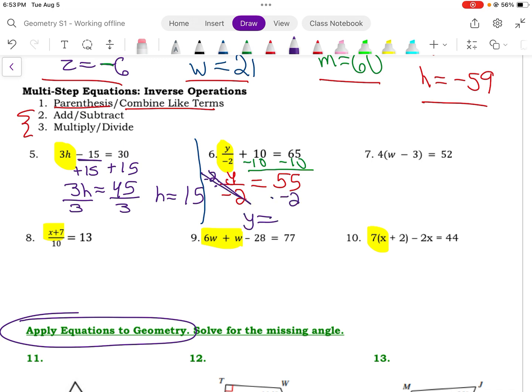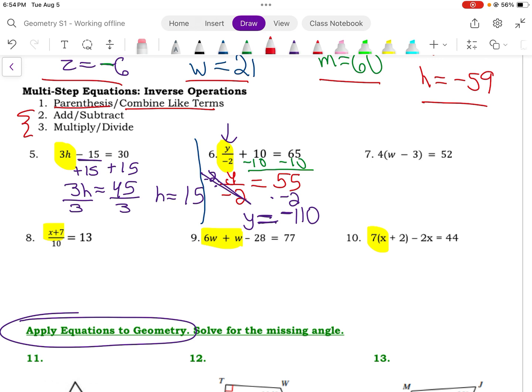So if you see parentheses, if you see fractions, you need to think to yourself, how do I get rid of that? Oh, I need to do the opposite, which is multiplying. If you see this, that means it's a division problem and you need to multiply. Make sure to take that negativity with you to the other side.